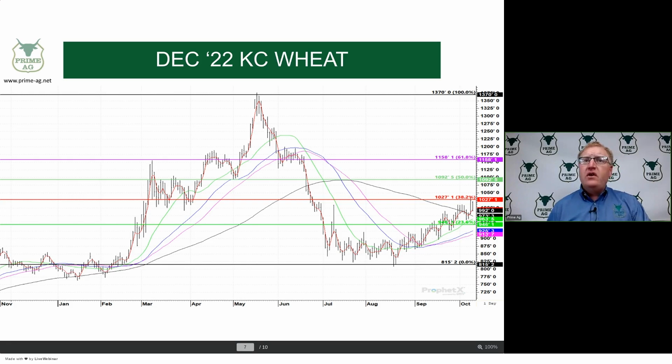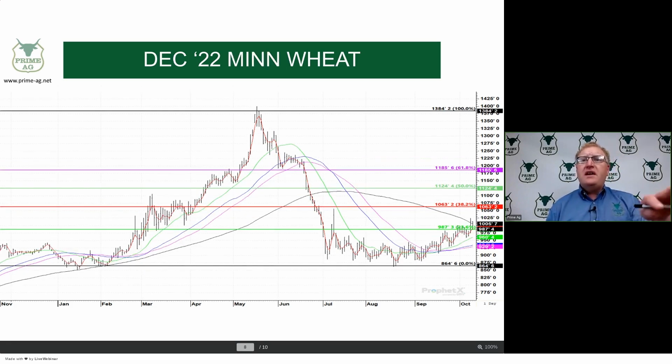A quick look now at Minneapolis wheat. You can see where that has lagged behind. That same retracement level where Chicago and KC wheat are pushing is about 40 cents, 50 cents above the market right now. Minneapolis wheat will continue to lag because of the big crop up there.